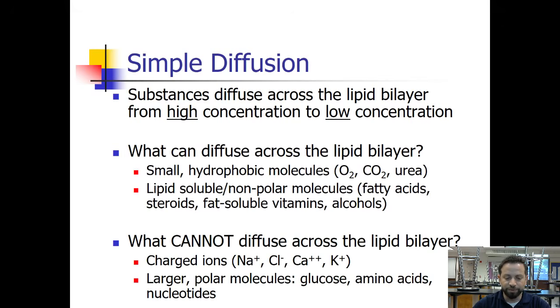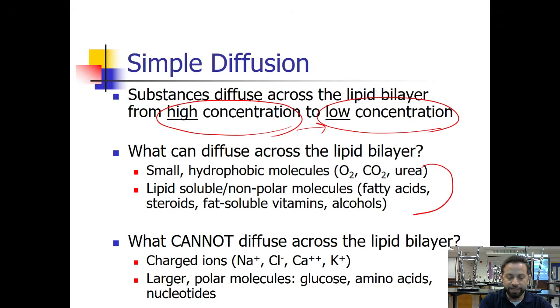Okay, simple diffusion. I won't go over this in detail; I'll let you read a lot of it. It's basically when substances diffuse across the lipid bilayer from a high concentration, which is very important, to a low concentration. So it's going from an area where there's a lot of them to an area where there isn't as much of them. Here are some things that can diffuse across this lipid bilayer. I'll let you read this on your own. And here are things that cannot diffuse across this lipid bilayer.